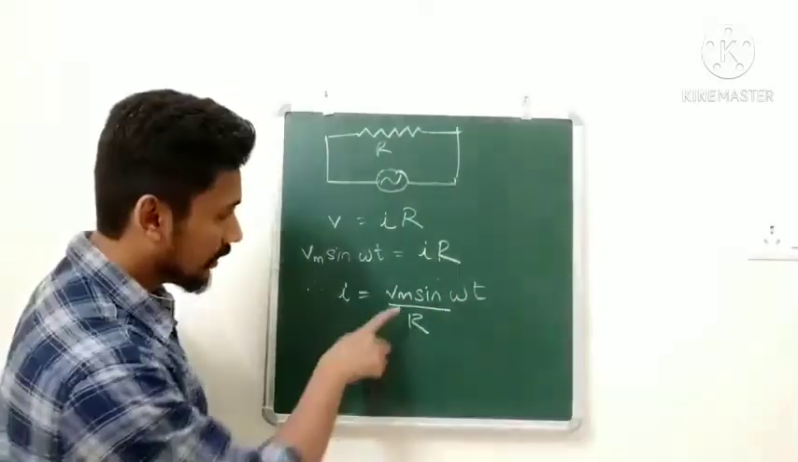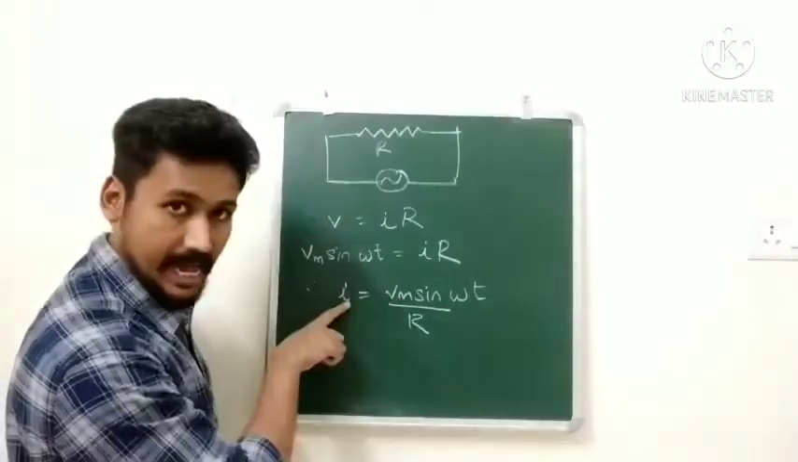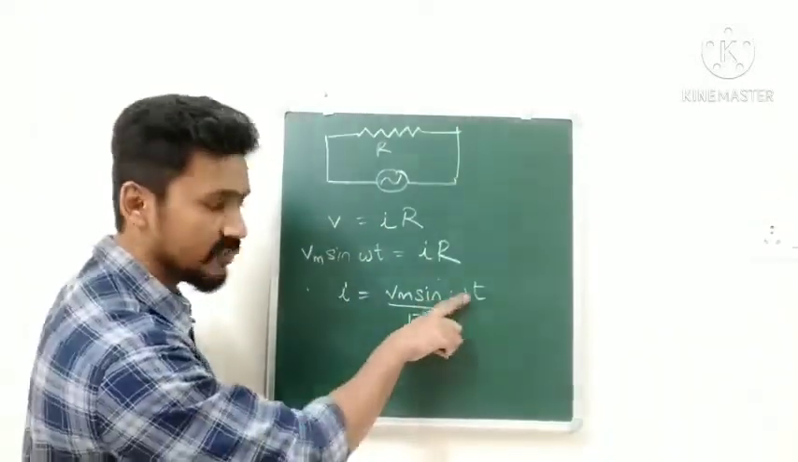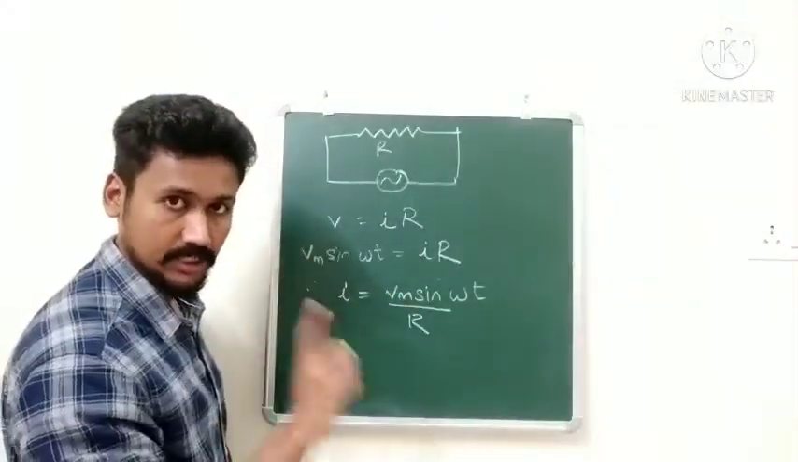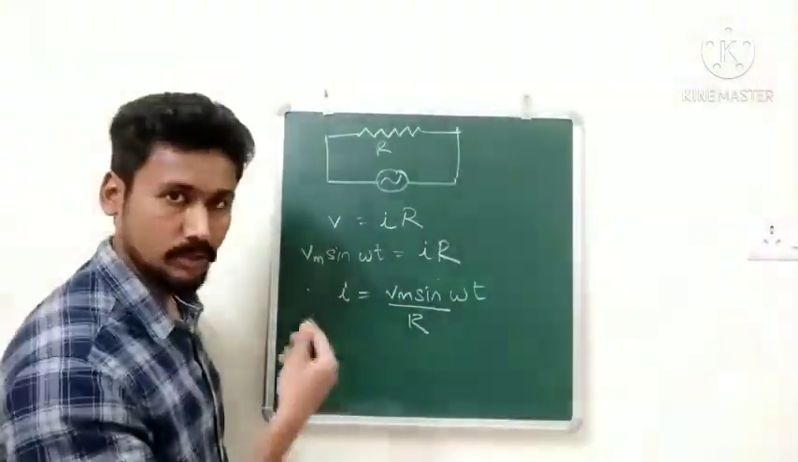Clear? Now you can see the current i also is a function of sine. This is Vm, the maximum voltage, which is a constant, and R, resistance, is also constant.